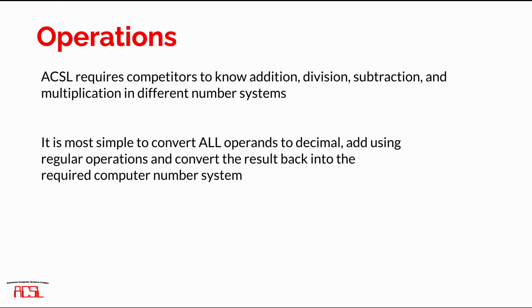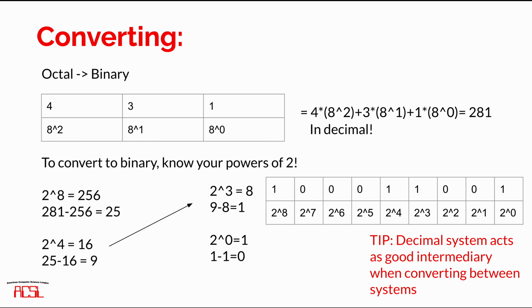required computer number system. So take, for instance, if we were adding 431 in octal plus 100 11001 in decimal, and we wanted our result back in hexadecimal. So we would essentially convert 431 to its decimal value. We would add those two together and then convert our result back to hexadecimal if that's what ACSL wanted the results in, and then that would allow us to get our final result back.